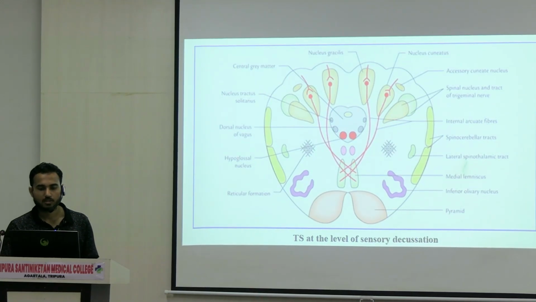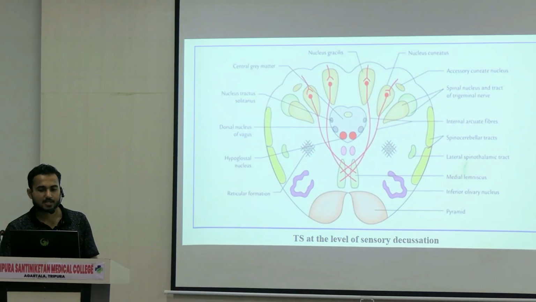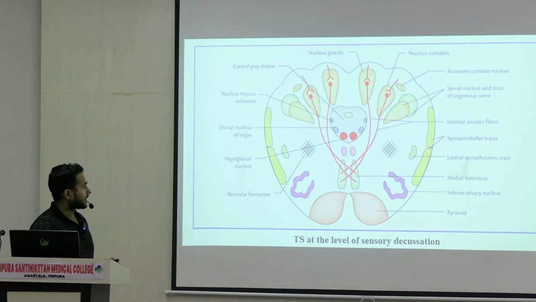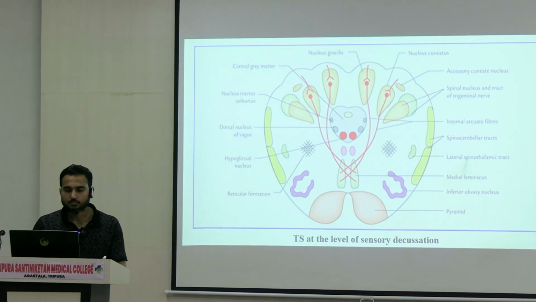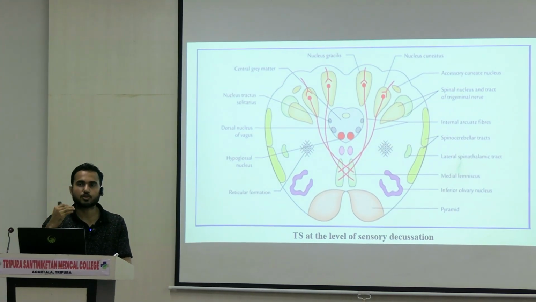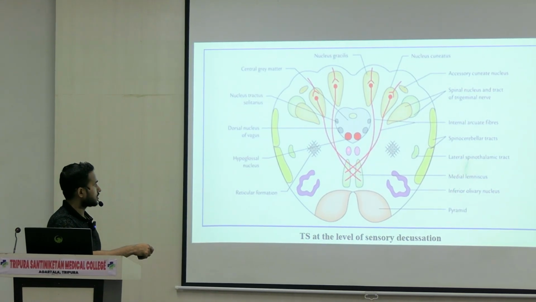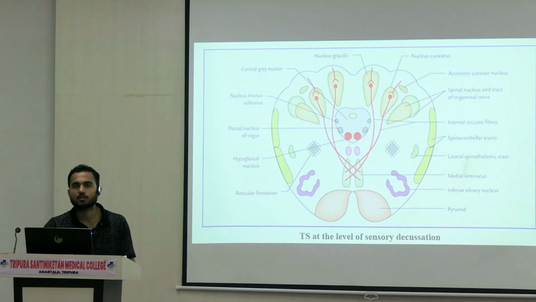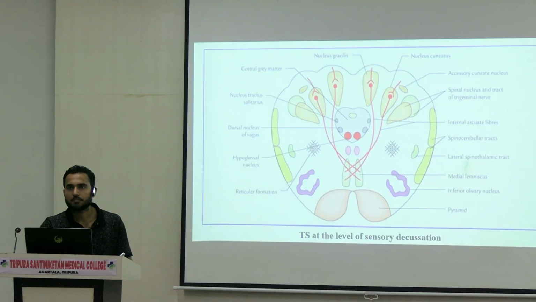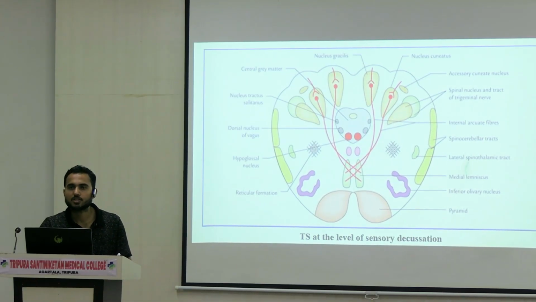Next, the pyramidal tracts. You can see the pyramidal tracts are lying anteriorly. Then, just posterior to the decussation, can you see these 2 structures? This is called the medial longitudinal bundle, which is situated posterior to the medial lemniscus.